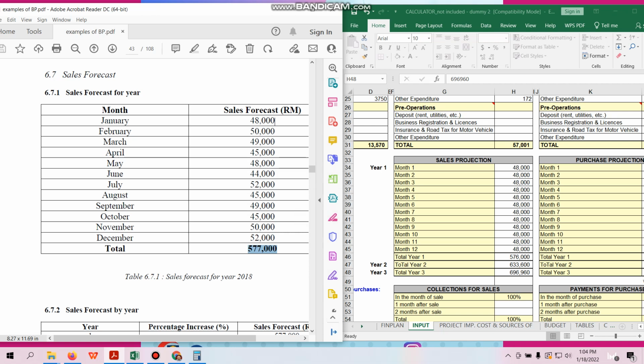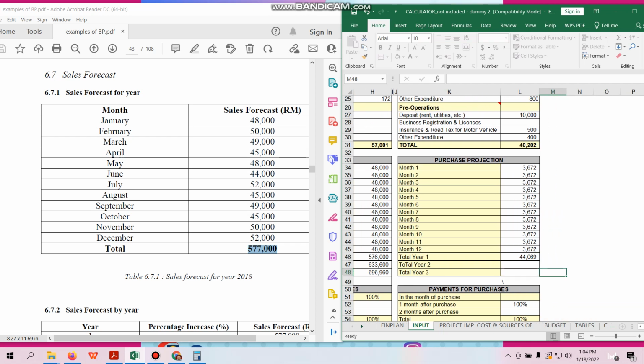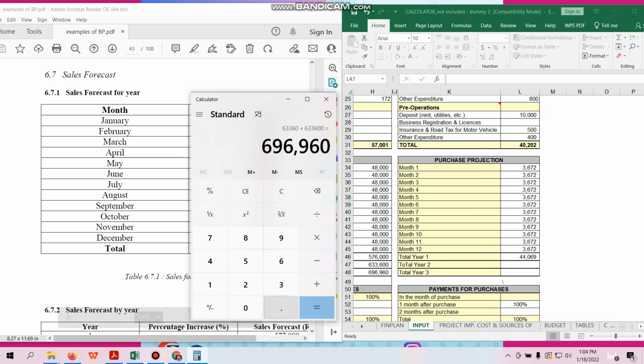All right, similarly you do the same for this one, the purchase. What you do is, for example, 44,069 times 0.1, plus 44,069. So you have got about 48,475. This one is a 10% increment from the previous purchase of raw material.